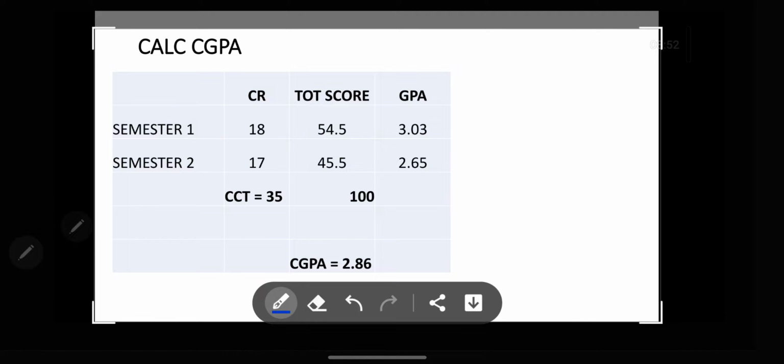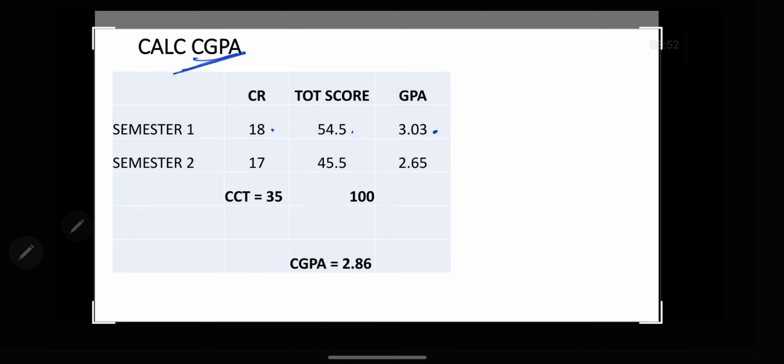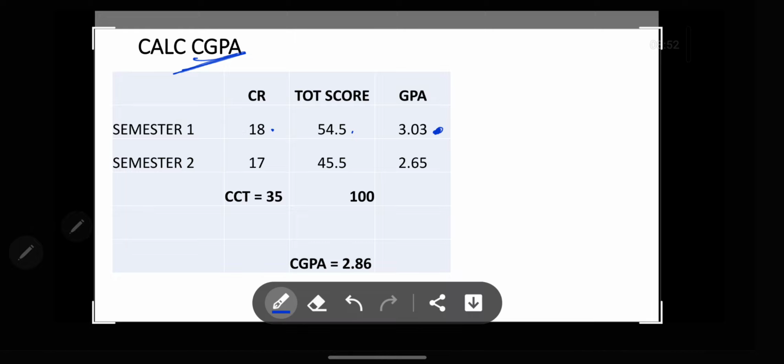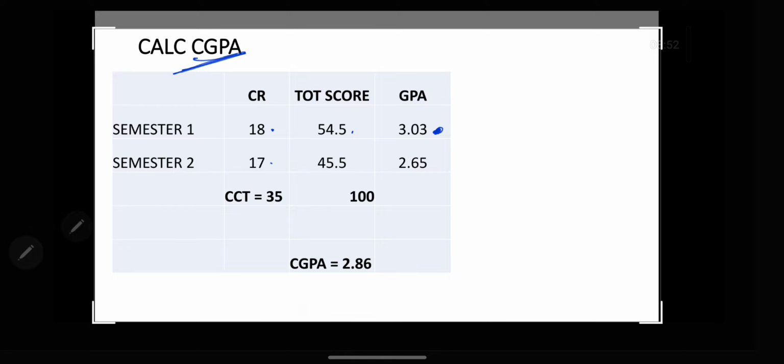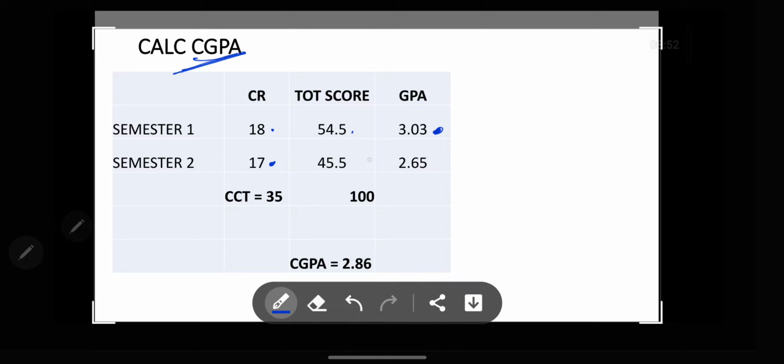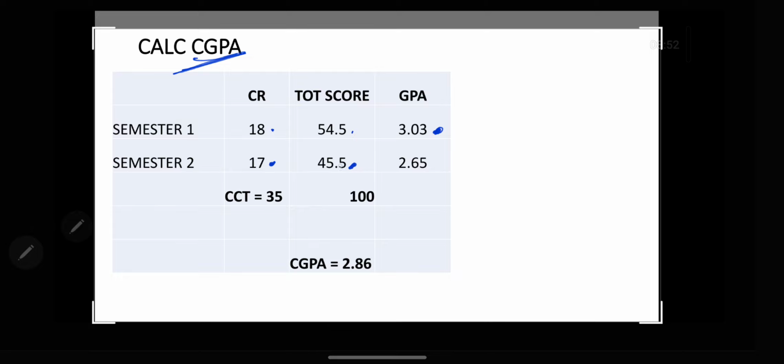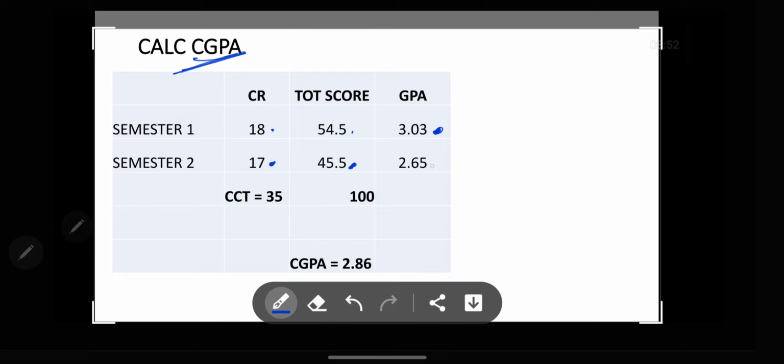So in calculating your CGPA at the end of the first semester, remember the first semester the credit was 18, and the total score for the student was 54.5. When you divide 54.5 by 18, you get 3.03, and that was the GPA for the first semester. Second semester, the total credit was 17, and the score of the student was 45.5. When you divide 45.5 by 17, you get 2.65, and that is the GPA for that semester.